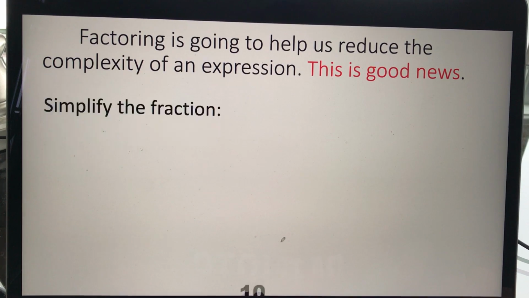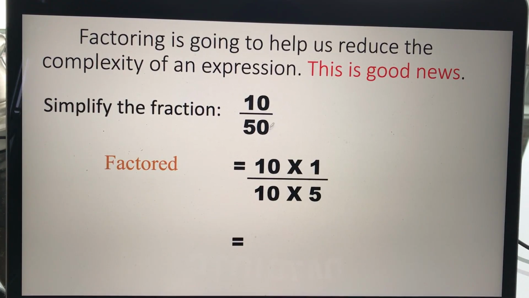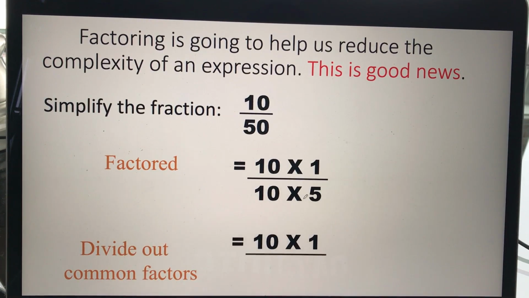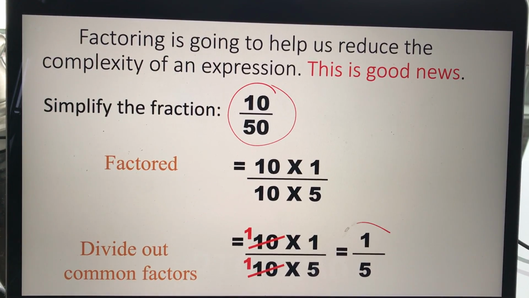Now factoring is actually going to help us reduce the complexity of an expression, and this is actually good news. Suppose we have the fraction 10 divided by 50. If we write that in factored form, it's a simple example of course, but 10 times 1 and 10 times 5, we know that we can divide out common factors on the top and the bottom. Once things are factored, that allows us to write things in a simpler form.